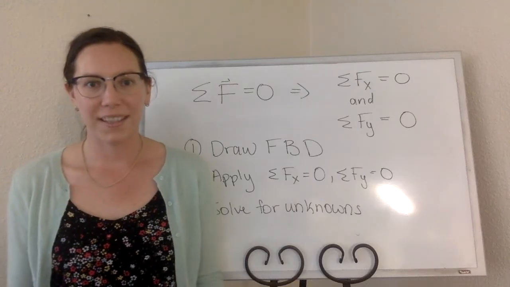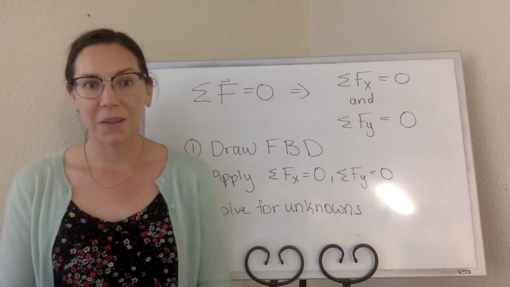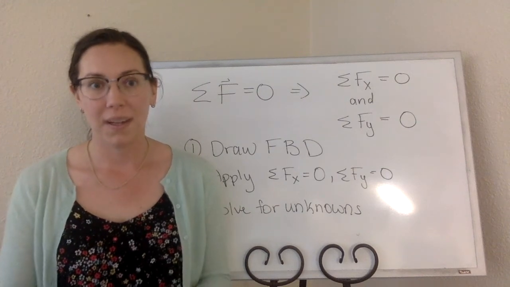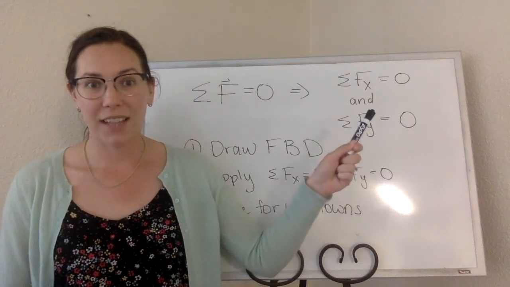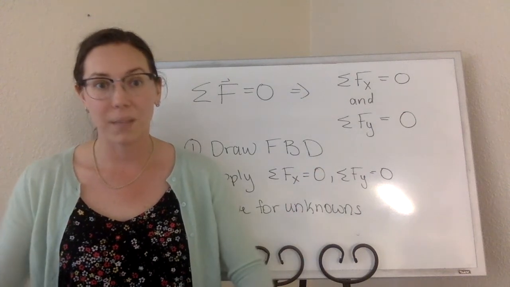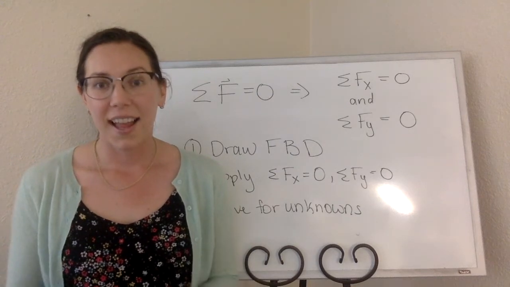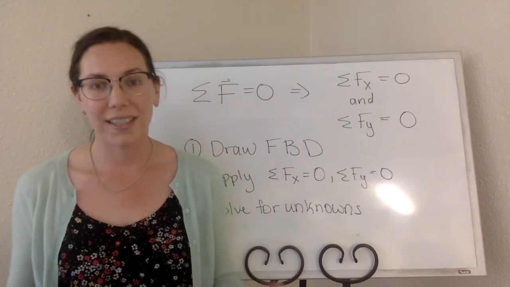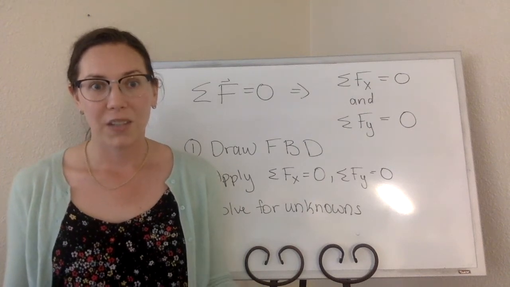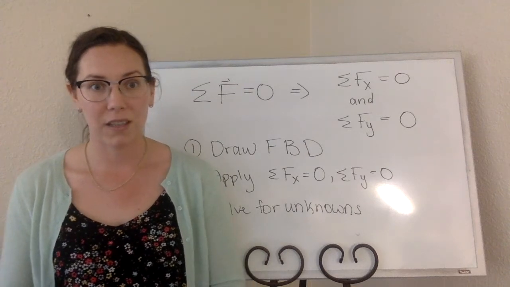Again, the net force is a vector. So if the net force acting on an object is equal to zero, this means that its components also equal zero. So this means that the net force in the x direction, or the x component of the net force, which is the sum of all the x components of the forces acting on the object, has to equal zero. And the sum of all the y components, the net force in the y direction, has to equal zero as well.